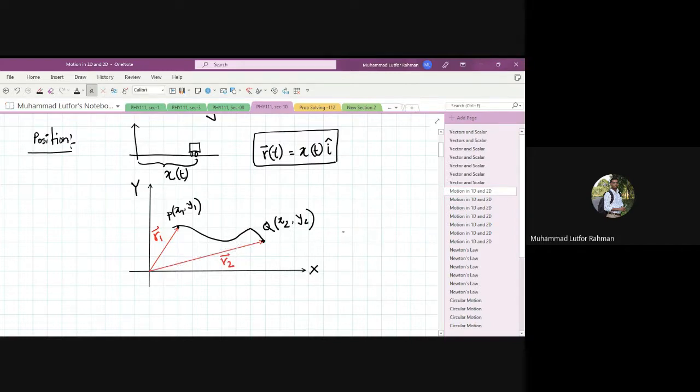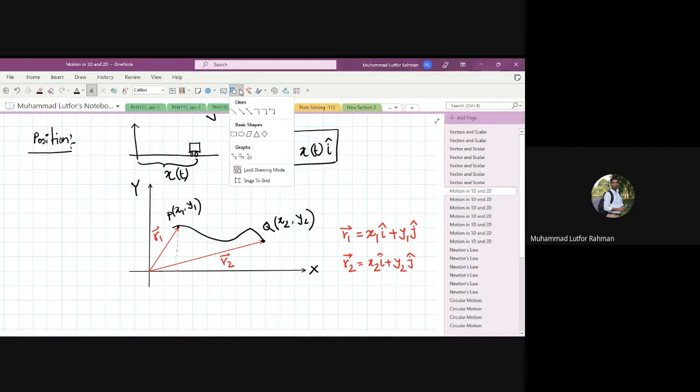Now this r1 vector I can represent this way. If you closely look, this one would be basically your x1 i hat, and this one would be your y1 j hat. We can use the vector triangle law again over here. So this is x1 i hat plus y1 j hat, right? That we can write down. By the same analogy, we can also write down r2, which would be x2 i hat plus y2 j hat, right? So these are basically the position vectors r1 and r2.